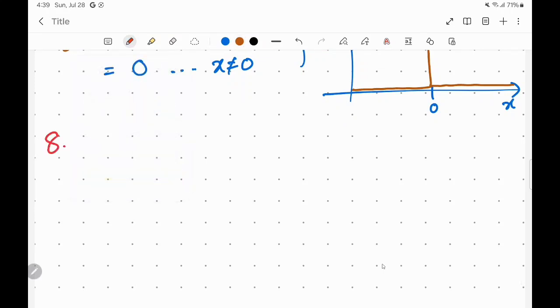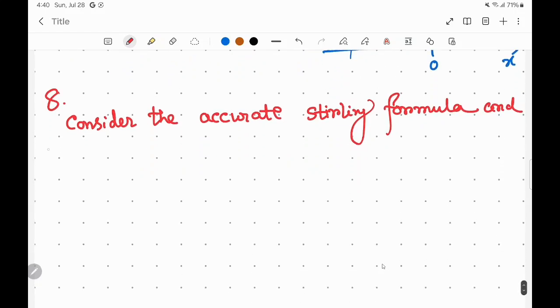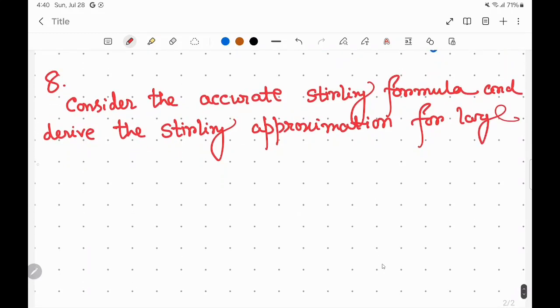Question number 8. This is also a very straightforward question. Consider the accurate Stirling formula and derive the Stirling approximation for large values of x, or the variable. This is the first question, and the second question is also included with this.